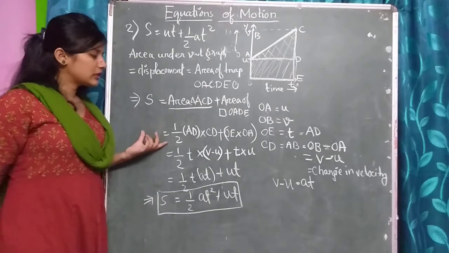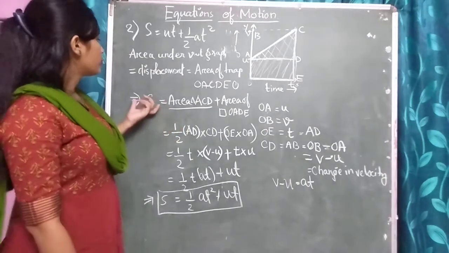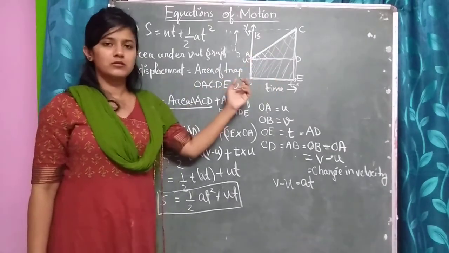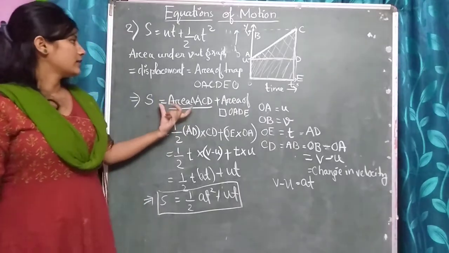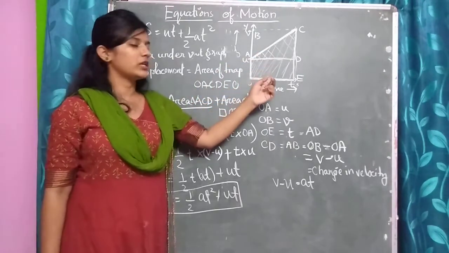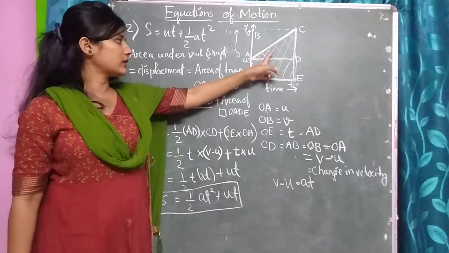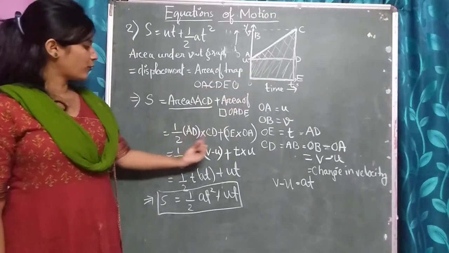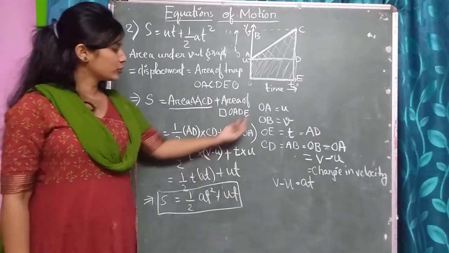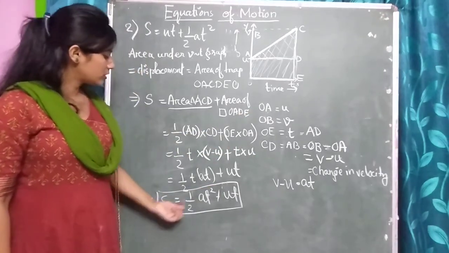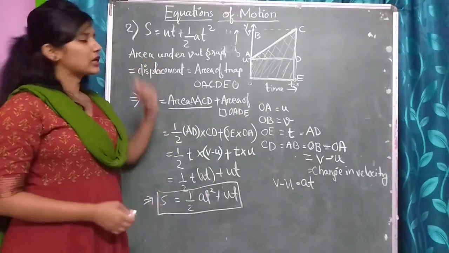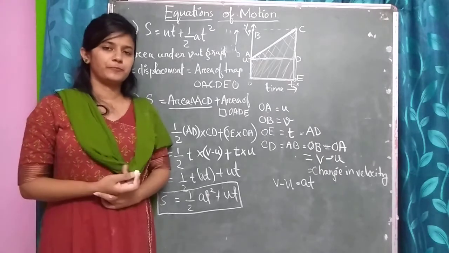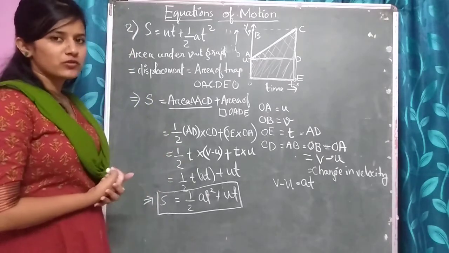So students, see how I have proved. You first go for the area under this, that will give us displacement. Then divide this into two areas, the area of a right angle triangle and the rectangle. Put the formula and put the values, you will get the second equation of motion. So practice these two equations.